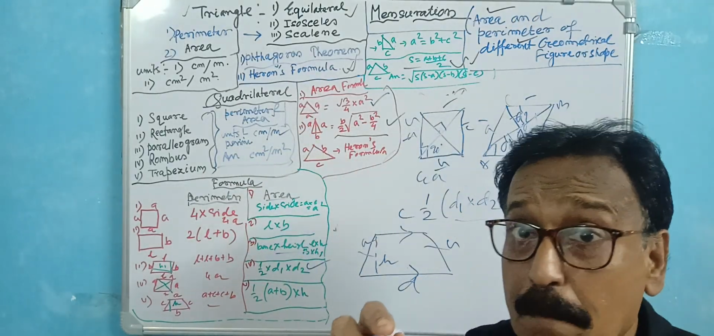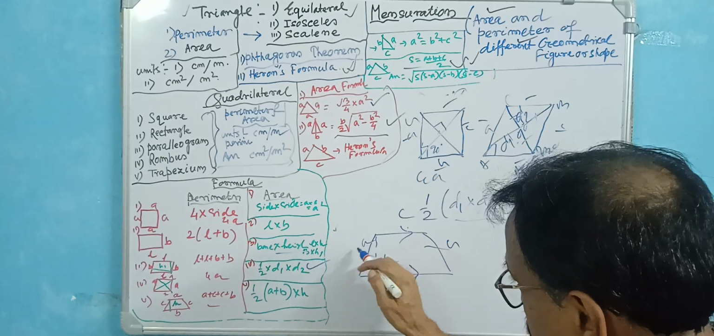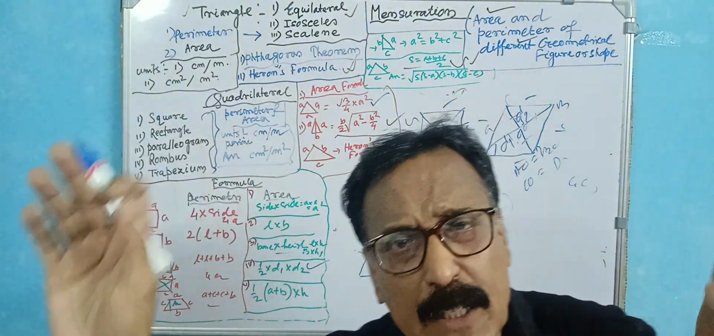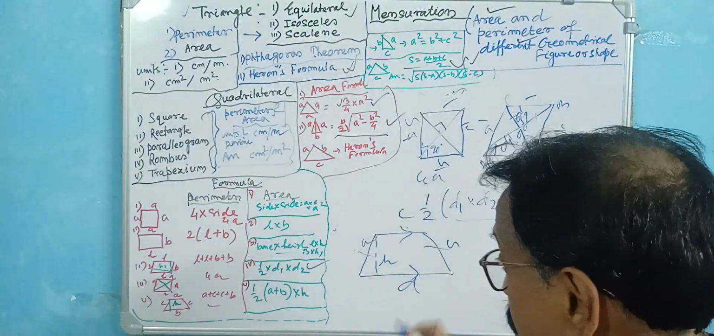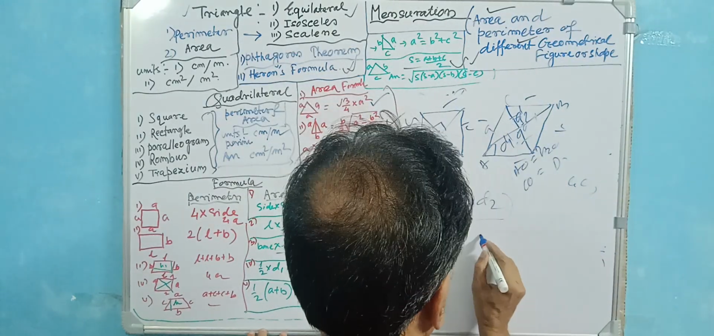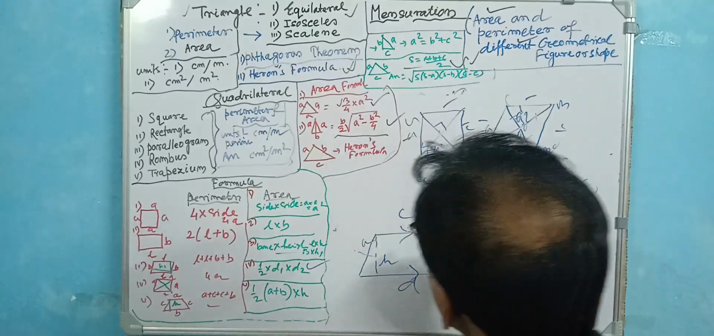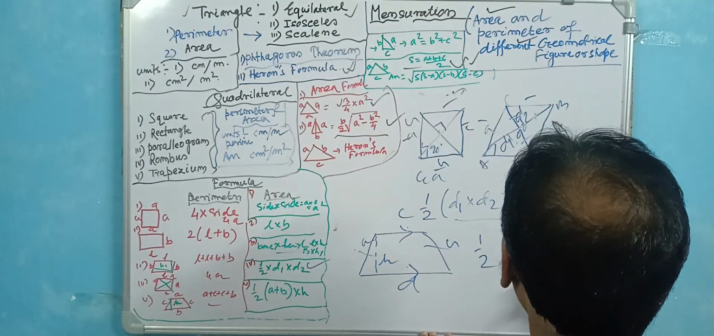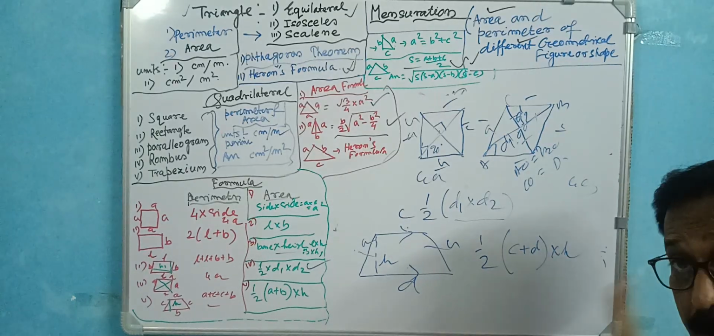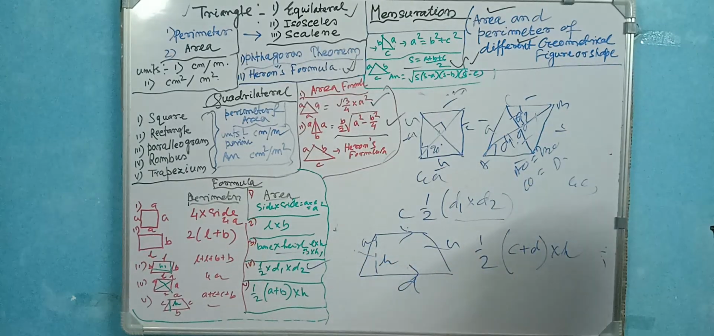What is the perimeter? Perimeter means this plus this plus this plus this, only the boundary. Don't panic. But what is the area? Area is half the sum of the parallel sides, C plus D, into H. You just remember the area of the trapezium.